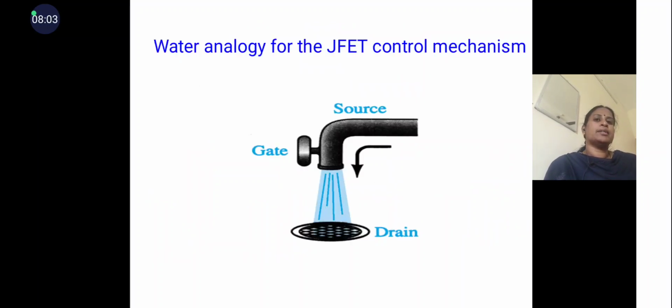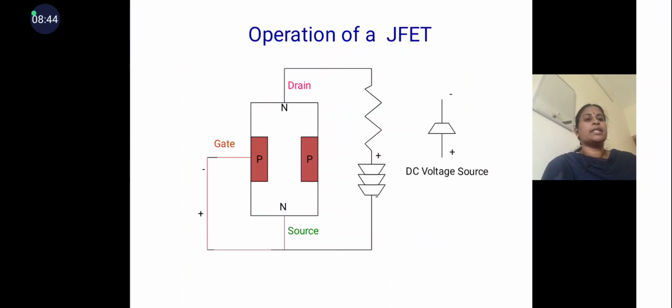And we can compare the JFET analogy with water analogy. From this diagram we can see that if the gate is fully open, the water can flow from source to drain. If we control the gate, that is if we are closing the gate, the water flow from source to drain will be reducing, isn't it? If the gate is fully closed, then there will not be any water flow from source to drain. The same way we can explain the JFET operation.